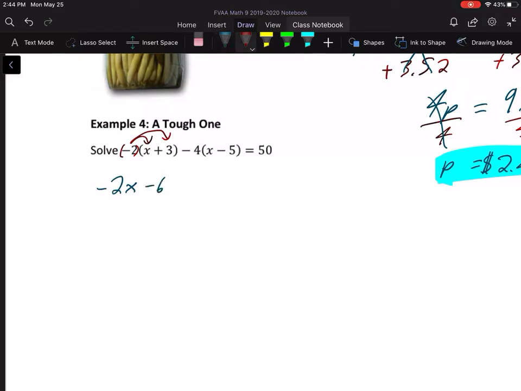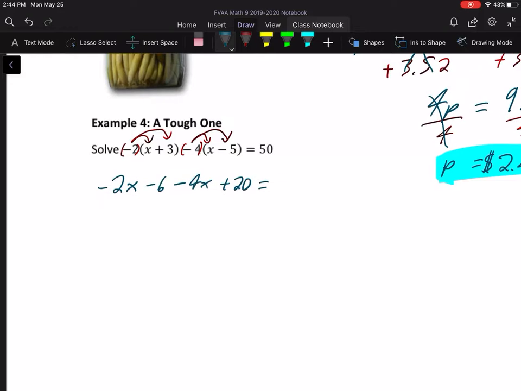Same thing over here. You do it again. Negative 4 times x is negative 4x. And negative 4 times negative 5 is plus 20. And I don't have any more brackets because I've gotten rid of the brackets by distributing. You follow that? Rewatch it if you need to. We're multiplying each thing. And now you're just combining like terms and doing algebra.